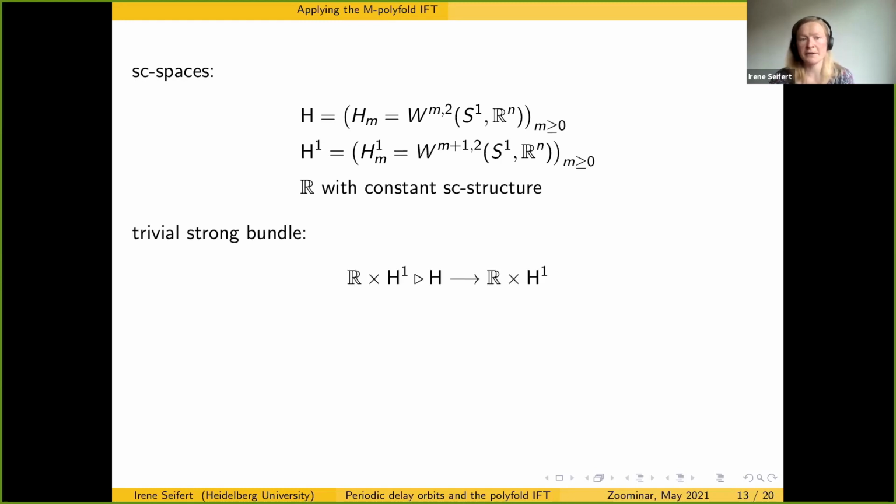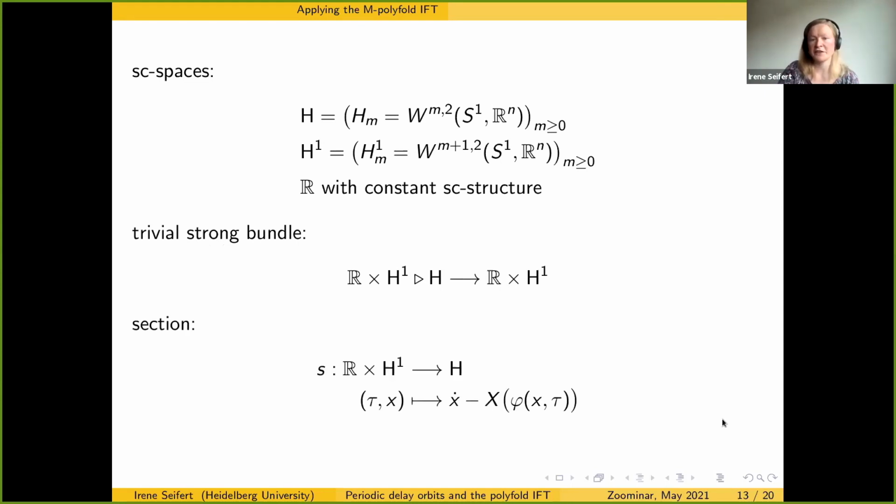From this, we can form a trivial bundle, here R times H1 times H over R times H1. Here, the triangle is as a set just the Cartesian product, but it means what is called a strong bundle that we considered with a certain double filtration. And then the map, which we've seen quite a lot now, becomes a section in this trivial bundle.